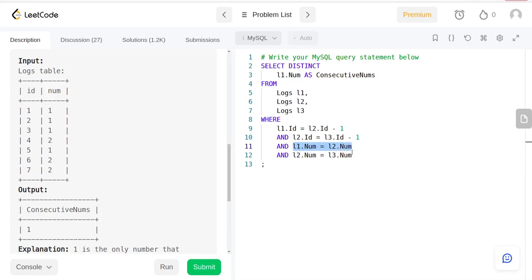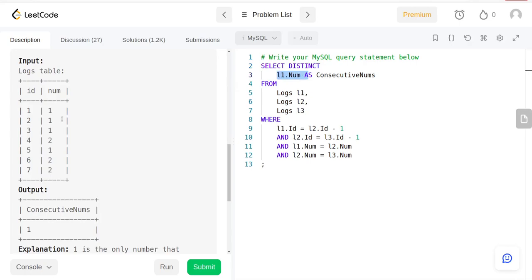So L1 dot num is equal to L2 dot num, and L2 dot num is equal to L3 dot num. So basically all three num values are equal, and all the IDs are consecutive, and we need to return the distinct instances of that.